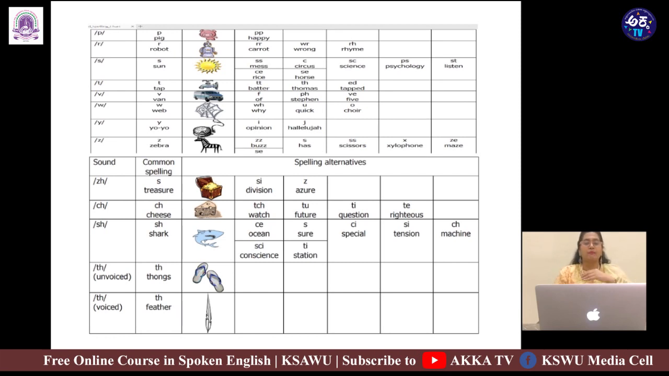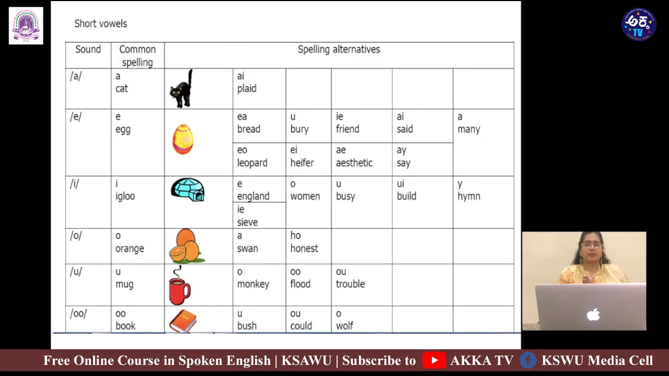Let us say some very common mispronounced words. Treasure. Treasure, the word is always pronounced wrongly. Cheese. Shark. Tongs. Feather. The th sound here is the. Question. Righteous. Conscience is one word where again, there is a lot of pronunciation mistake. People say consonants. It should be pronounced as conscience. Division. Cat. Played. It's the same sound like plane. Egg. Bread. Igloo. Orange. Mug. Book.